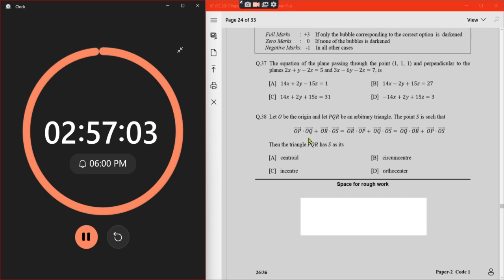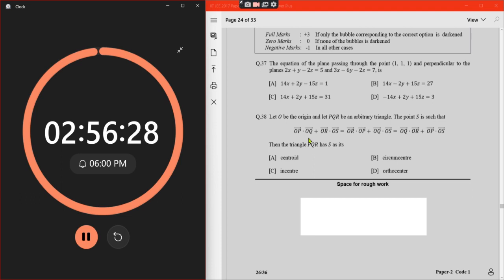P vector comes out common: P vector times (Q vector minus R vector) plus, oh, it should be Q vector dot S vector, right? Yes. Then taking S vector common from this gives R vector minus Q vector equal to 0. So basically (Q vector minus R vector) dot (P vector minus S vector) equals 0. Since it's a triangle, Q vector minus R vector is definitely not 0, so it's dotted with P vector minus S vector equal to 0. So this is perpendicular to that, but Q vector minus R vector lies in the plane of this.